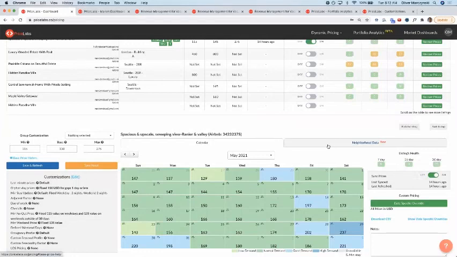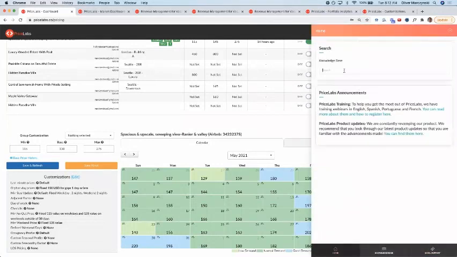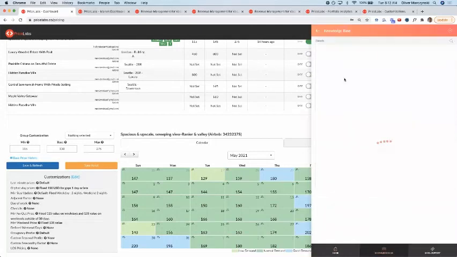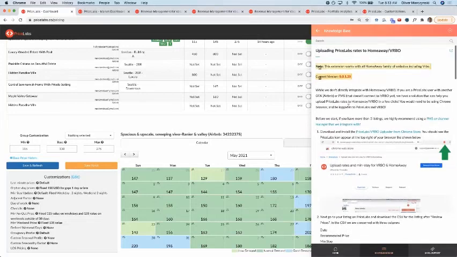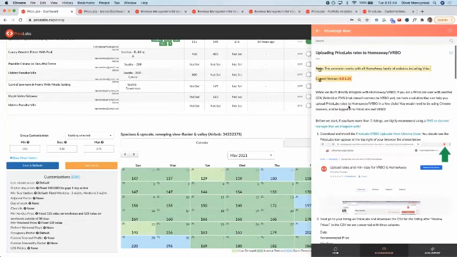Nicole's asking, are your Verbo price setting options fully functional? I've tried the feature and like it very much. Nicole, I'm not fully sure what Verbo price settings you're talking about. We do have a Verbo extension where you can send rates to Verbo. We're working on an integration, but we don't have a direct integration with Verbo right now. There is a Chrome extension that you can use with PriceLabs to send prices to Verbo.